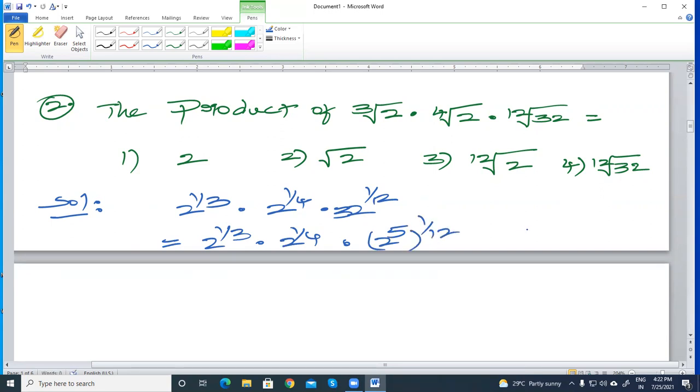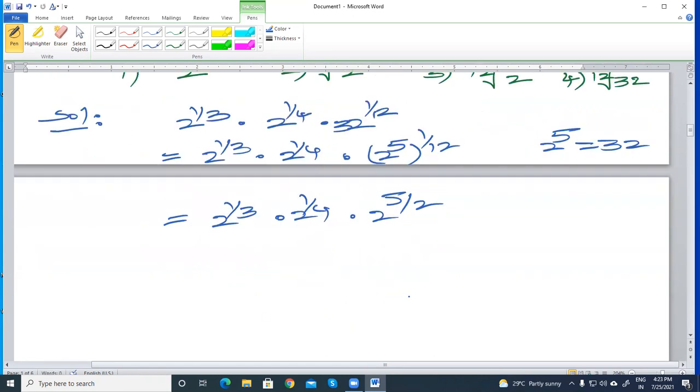So now we know that 2 power 5 is equal to 32. So now this is equal to 2 power 1 by 3 into 2 power 1 by 4 into 2 power 5 by 12. If you observe here, all the bases are equal. Base is 2, powers are different. So you can add the powers when bases are same. So 2 power 1 by 3 plus 1 by 4 plus 5 by 12.